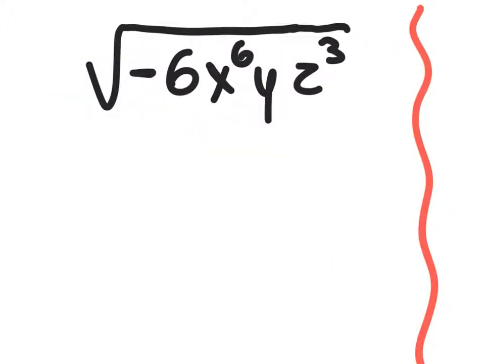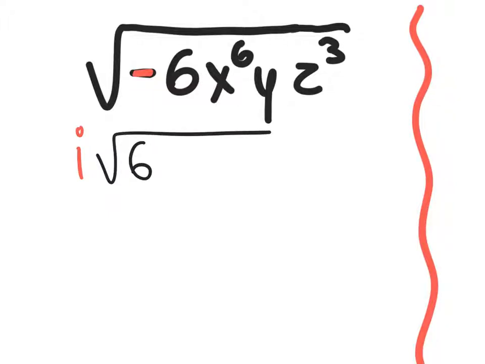So here's an example, and we're going to simplify this radical. Now we're going to start with that negative sign. What about that negative sign? What could we do with that negative sign? That negative sign, we're going to put it as an i on the outside. Now we have a regular 6 in there.